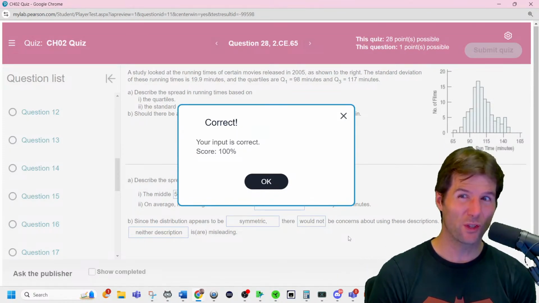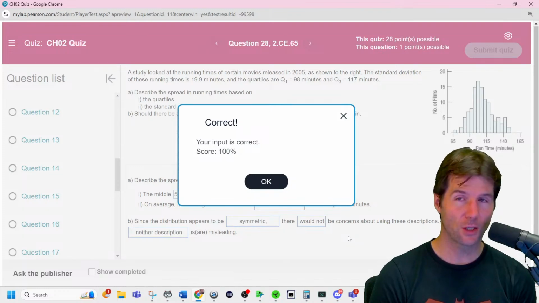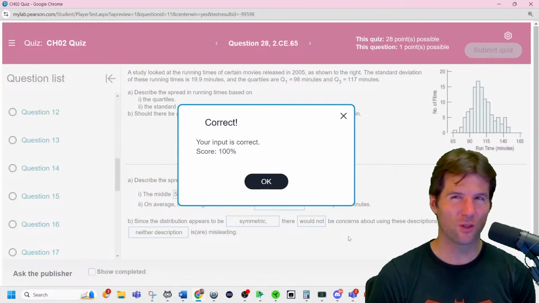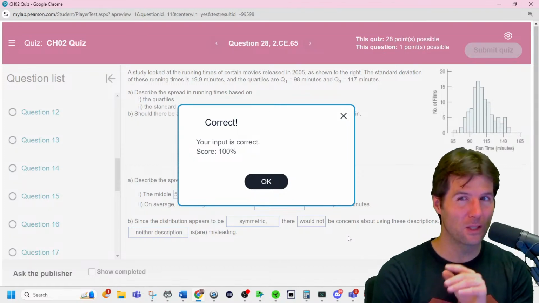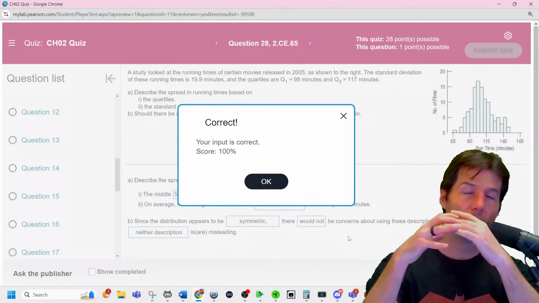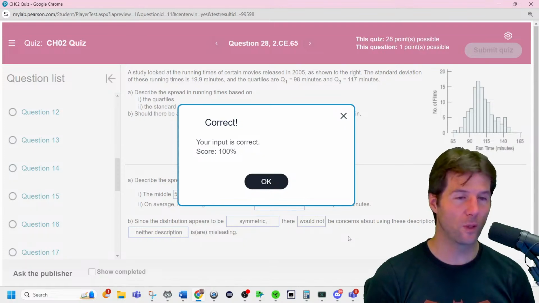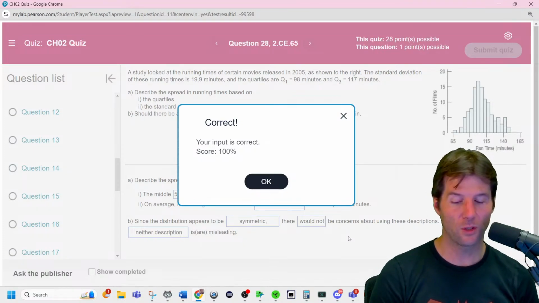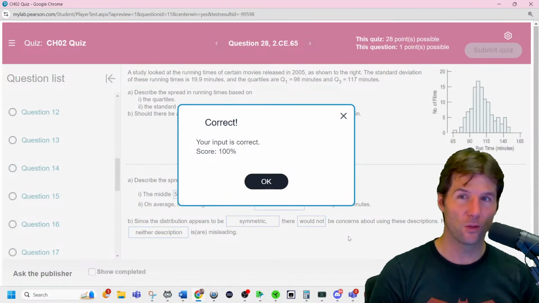So if this was skewed, we wouldn't use the mean and standard deviation because they're impacted by outliers and skew. So really, there's no concerns. You could technically use either, but I would use mean and standard deviation because the data is more normal. And the more skewed it gets, we don't use the mean. We don't use the standard deviation. So if it was skewed, we would say there are concerns about using the mean and standard deviation.